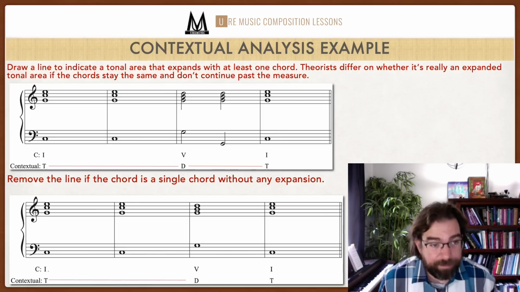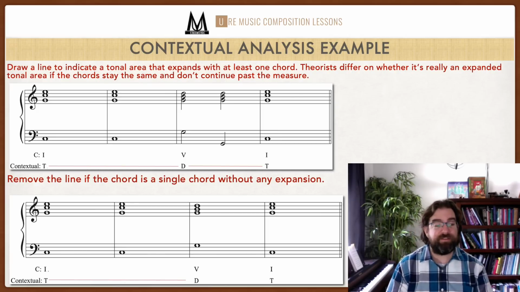So here's an example of a contextual analysis. You'll notice that I've written the key underneath the clef. So you see that uppercase C? That indicates we are in C major. If you then look at the chord, I used a Roman numeral 1 to indicate that we're dealing with a C major chord because we just have the notes C, E, and G. The second measure stays the same, so I didn't label the 1 chord again because it's just superfluous.